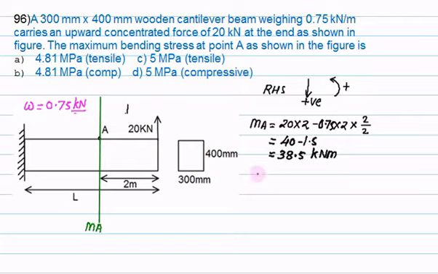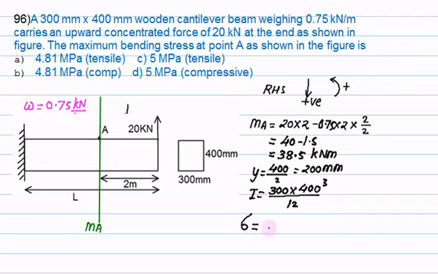Next job is to calculate y. y is 400 by 2, that equals 200. Next job is to calculate I. It is b h cubed by 12, 300 multiplied by 400 cubed divided by 12, and finally sigma at point A.